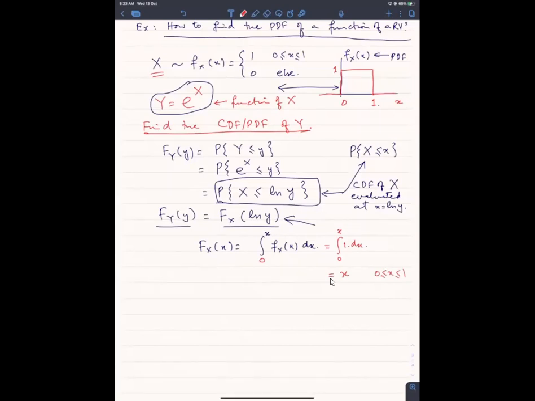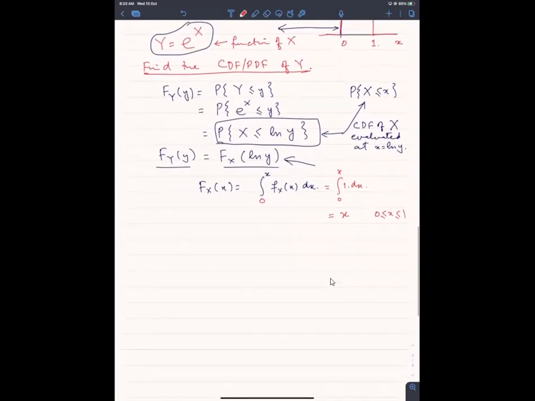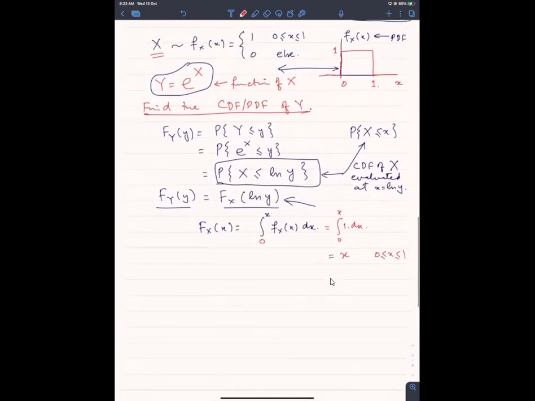This is our CDF. और CDF कैसा लगेगा? CDF ऐसा लगेगा. मैं ये ऊपर ही ड्रॉ करता हूँ इसको. So I'll draw it up here.